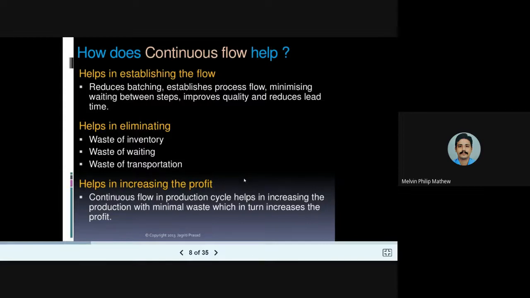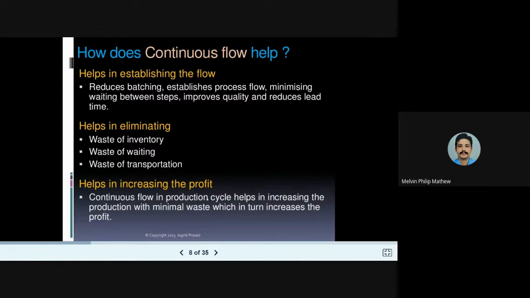So that waiting time occurring for a particular vehicle or a particular transportation mode will always be taken as a waste. So under continuous flow, it will not be happening. So it will be eliminated. So always the product will be available and the transportation waiting time will be eliminated.